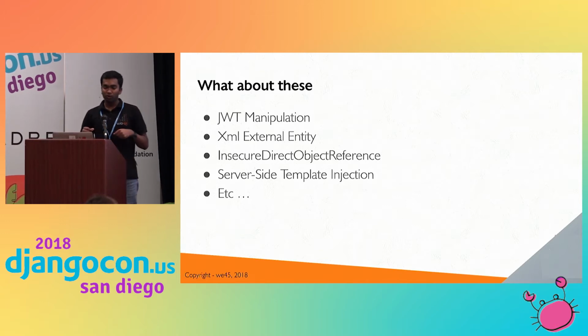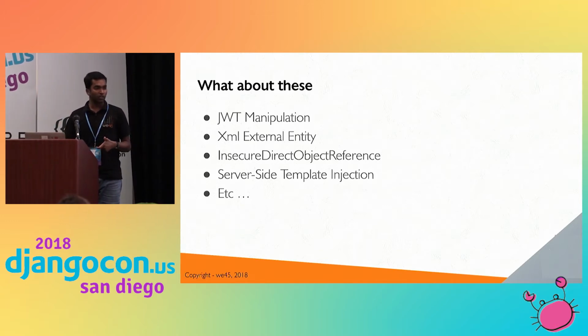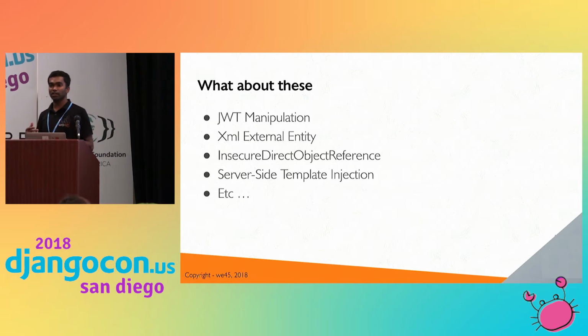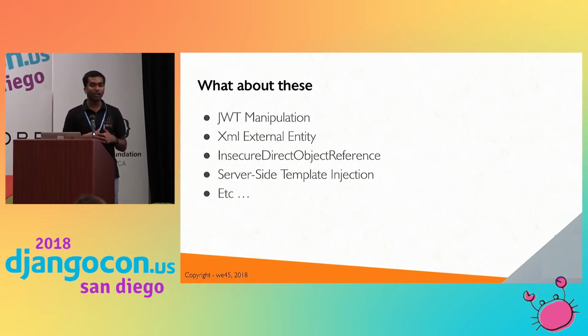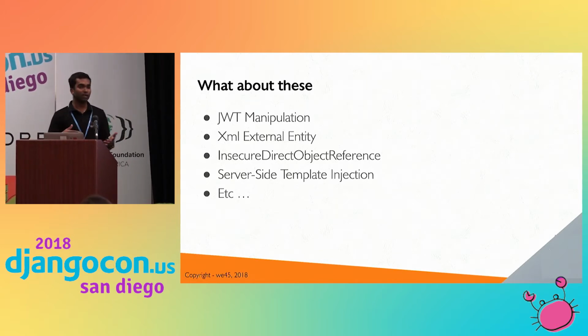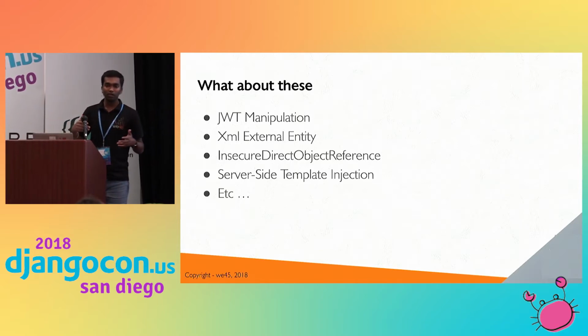What can we do with this? JWT manipulation, XML external entity, then IDOR, then server-side template injection. There are many more vulnerabilities. So these are all vulnerabilities.